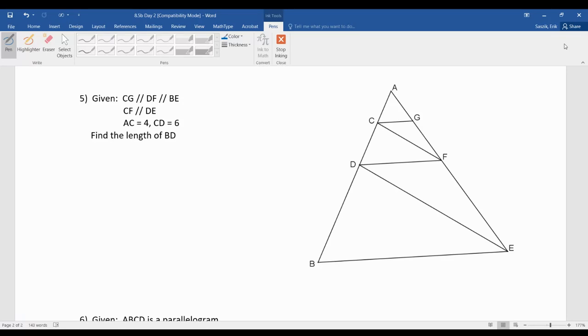my computer's wigging out again, of course. Okay, here we go. So let's do a little bit of labeling here. That's 4. That's 6. Find the length of BD. BD will, whoops, I got disappearing ink. That's not good. Let's see if I can get this thing to work a little bit better. Sometimes I can, sometimes I can't.